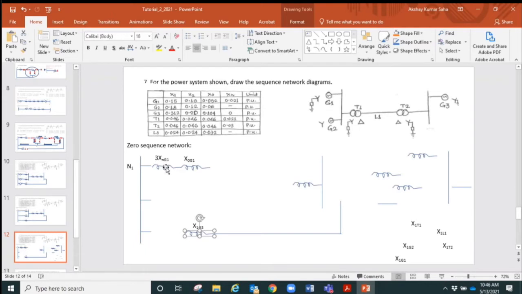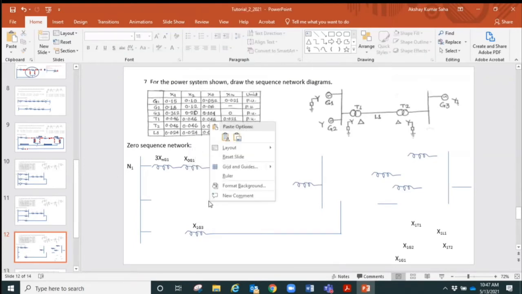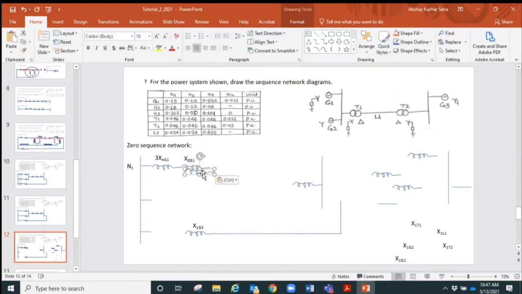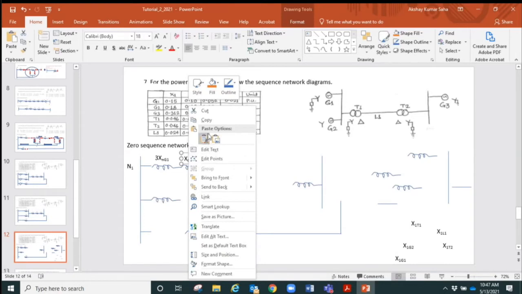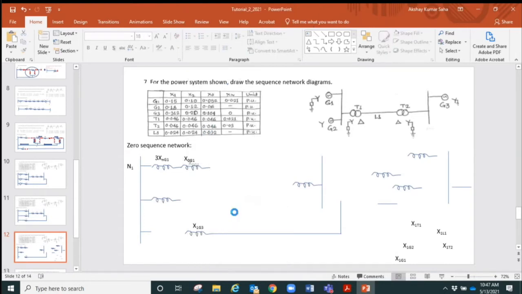The generator neutral reactance Xn times 3 always appears multiplied by 3 in the zero sequence networks. Then we show the generator zero sequence reactance. So that generator 1 is done. We can come to generator 2 and show its zero sequence reactance. It has no impedance connected, so it is only the zero sequence reactance that will be present here.